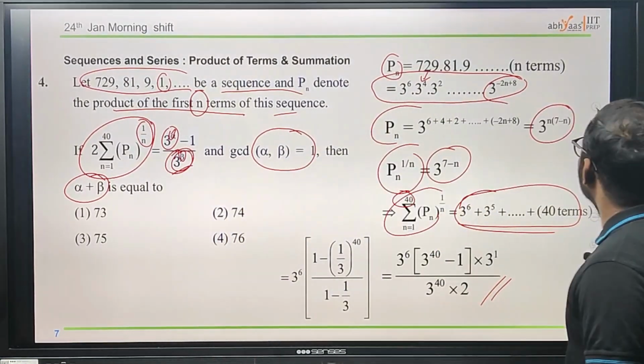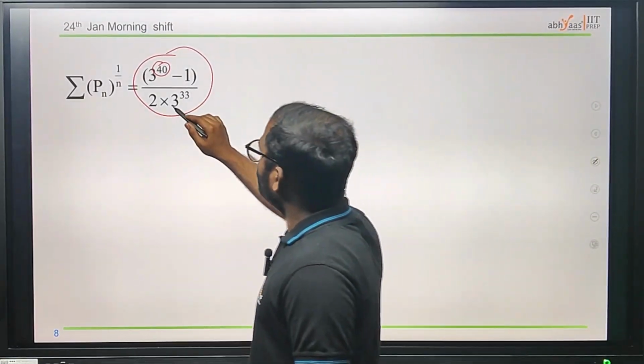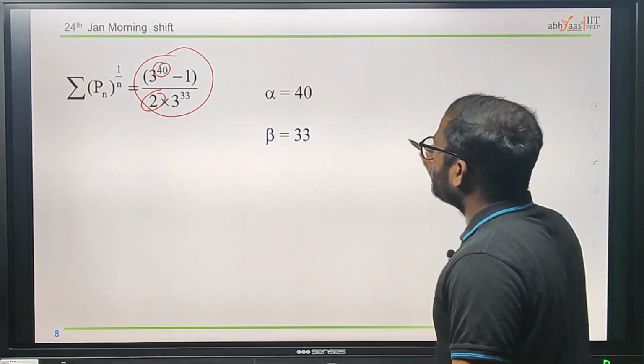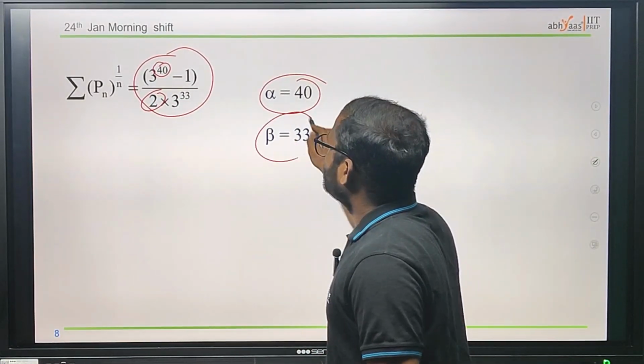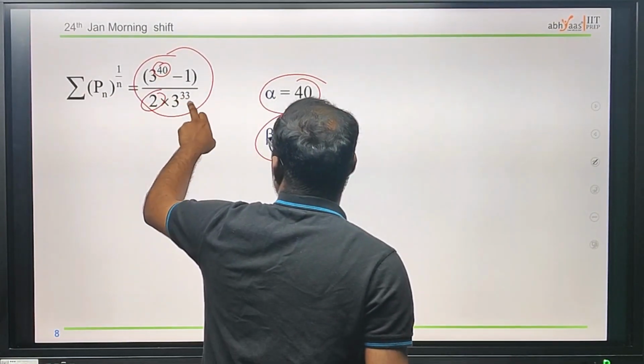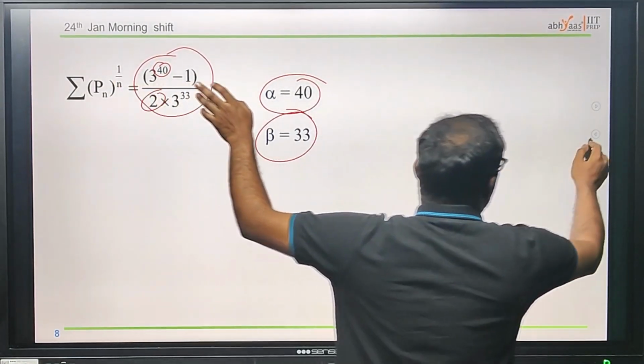Now we have 2. We need to check this. Therefore, just from this we will get alpha is 40 and beta is 33. I hope you understood what I am saying. We just need to find this alpha and beta, and the rest we can ignore.